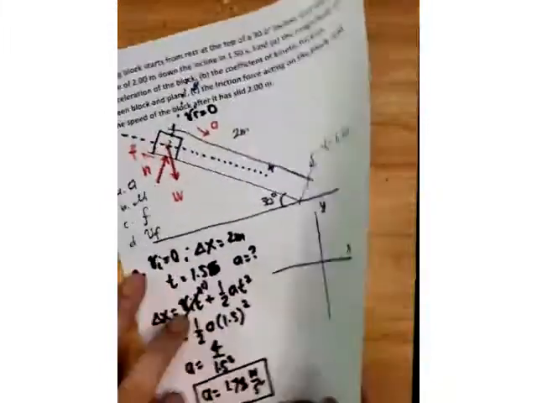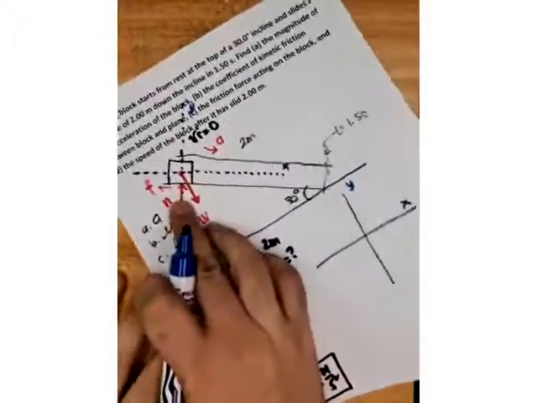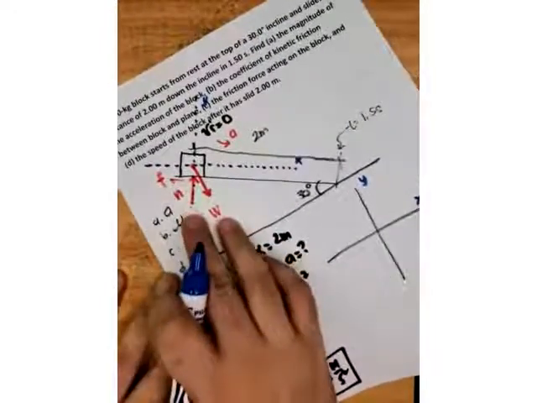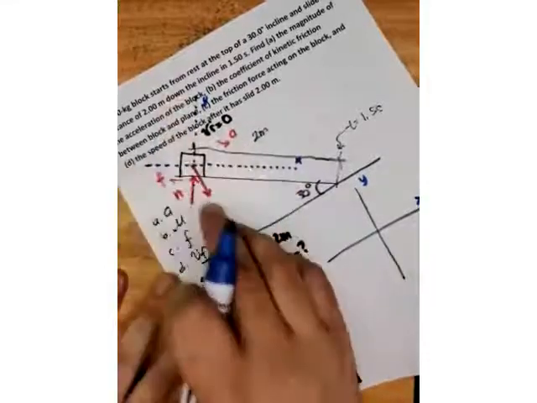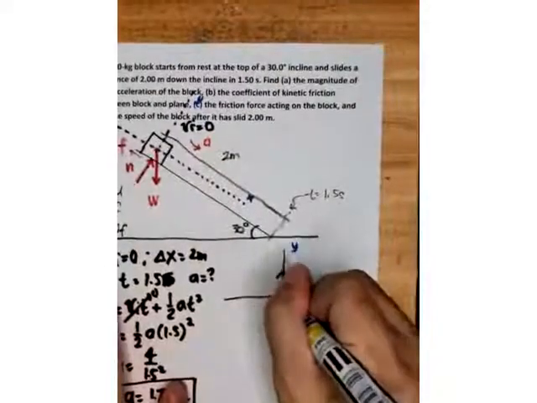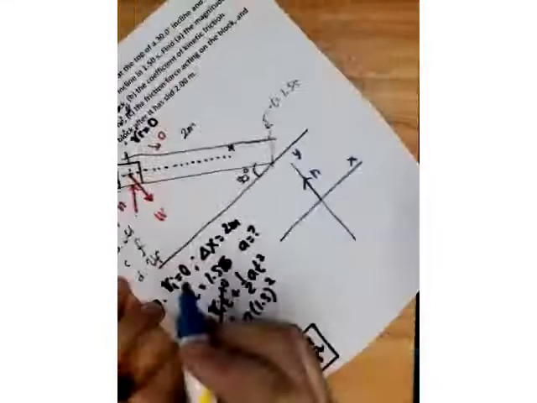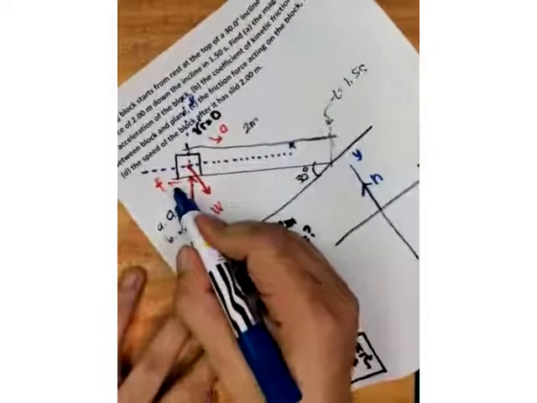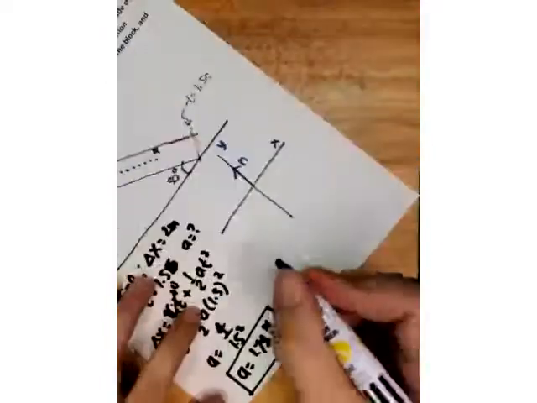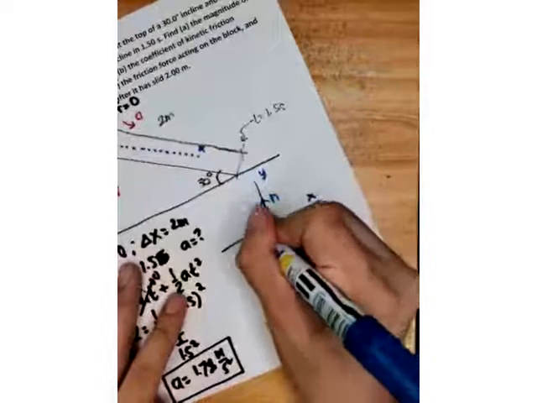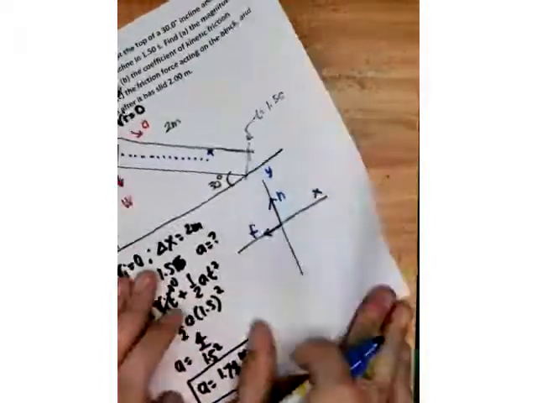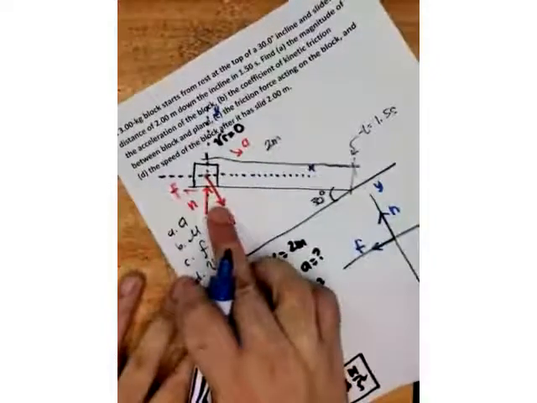Okay? So, tingnan natin yung mga forces existing. If we will view it in this way, yung normal natin is going upward, so it's positive. Okay? And then yung frictional force is to the left. Okay? And then yung weight natin is on the fourth quadrant.